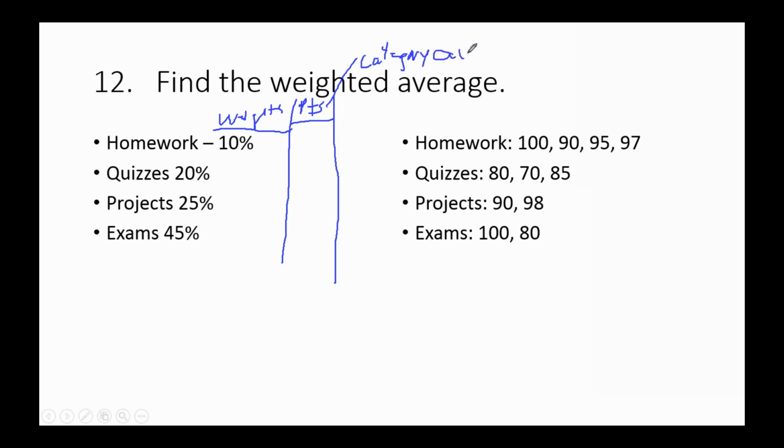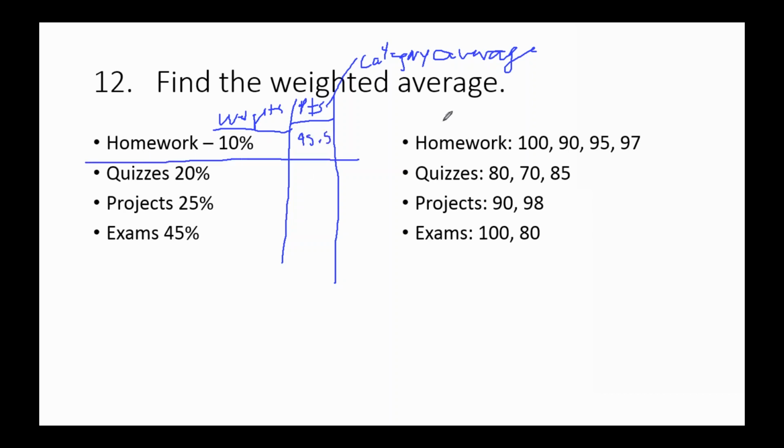And we know how to find average. We just did that. So for homework, you have 4 grades: 100, 90, 95, and 97. What is my category average for homework? If there's 4 scores, there you go, 95.5. We're going to add all 4 of those together, 100 plus 90 plus 95 plus 97, and then divide by 4. So as Samantha said, we have a category average of 95.5.